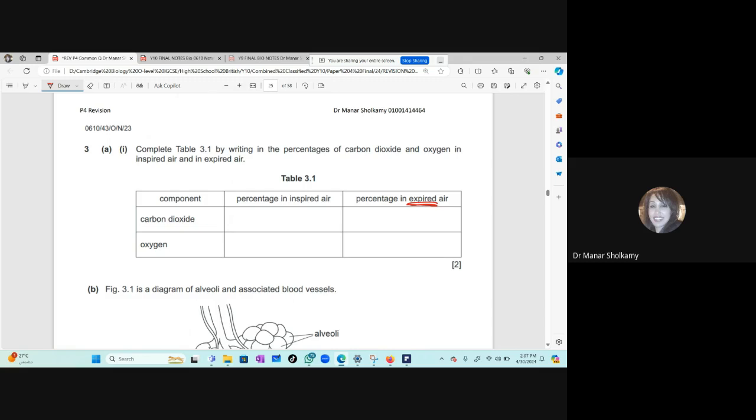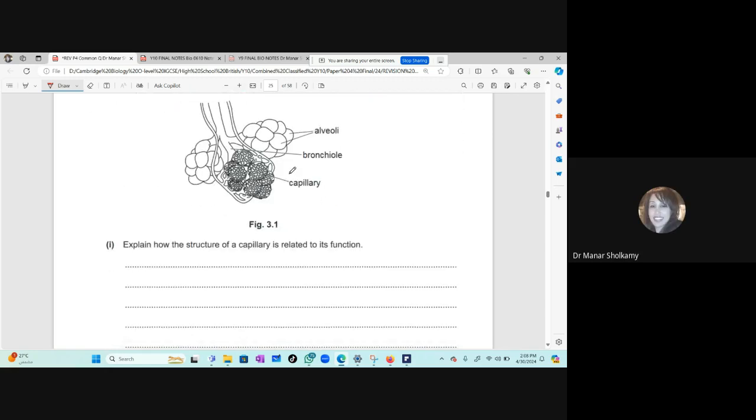When you exhale, is there more carbon dioxide or less? More. So inside is 0.04 and outside is 4. It's easy to remember, they're all fours. Oxygen in inhaled air: how much goes in? 20 to 21. And how much goes out? 16.